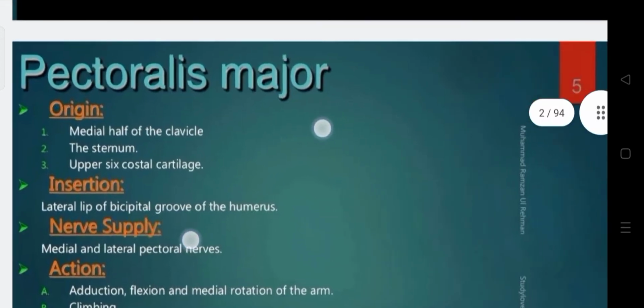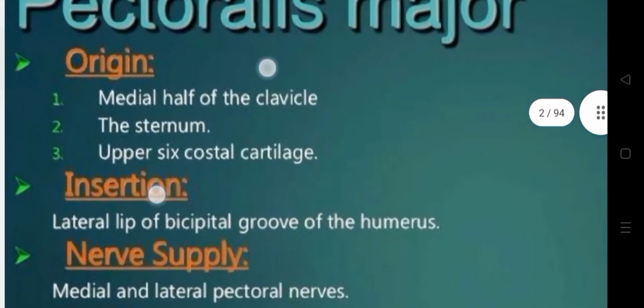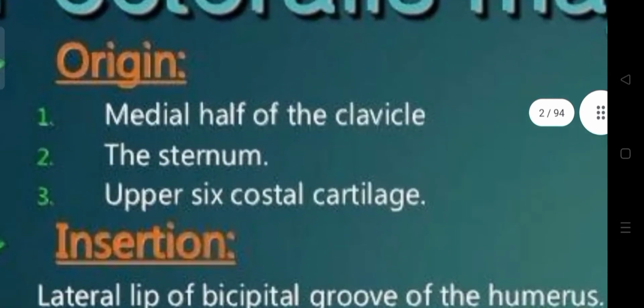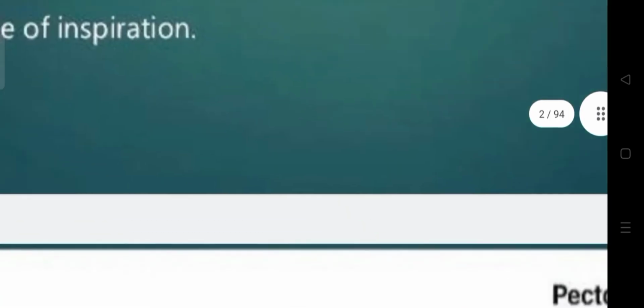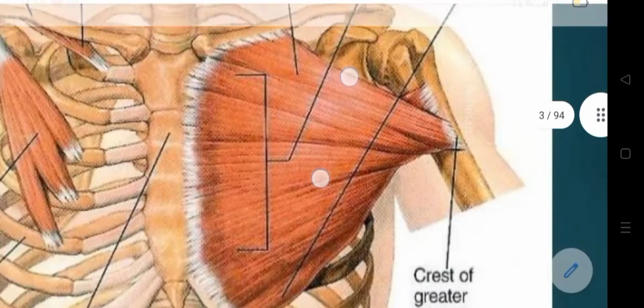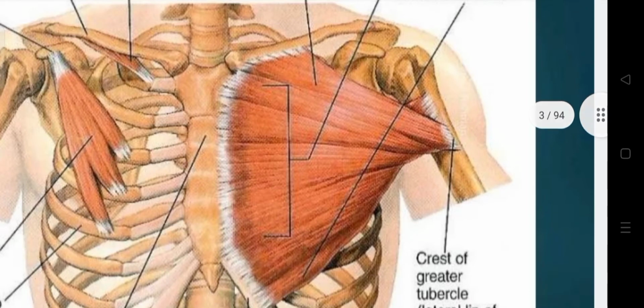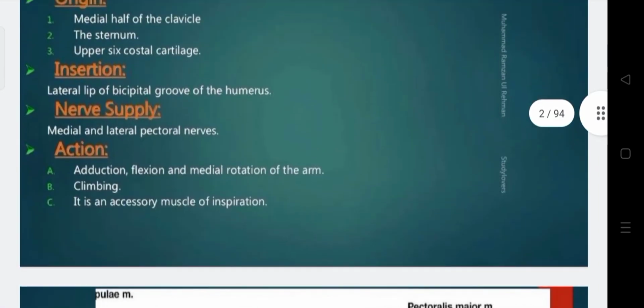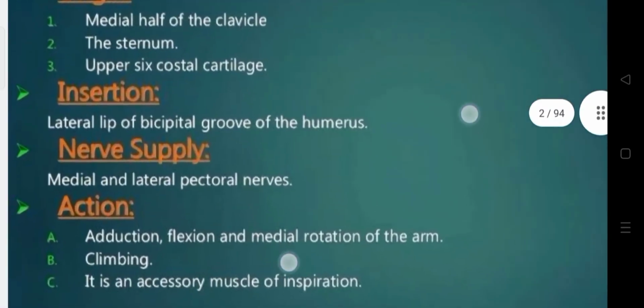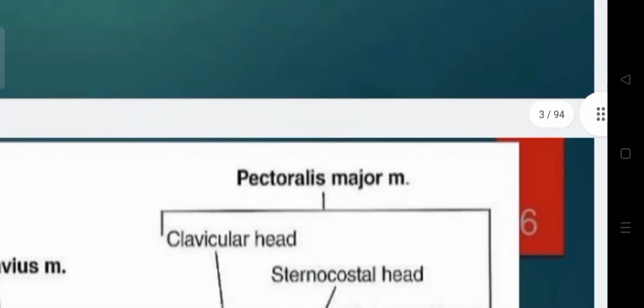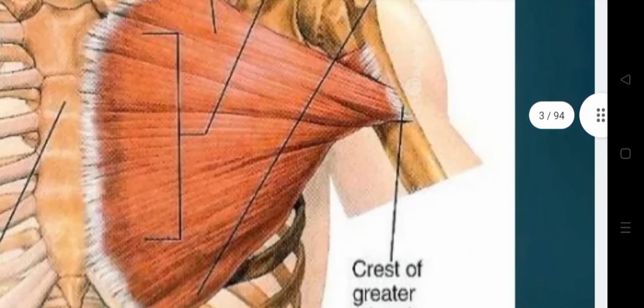So pectoralis major, it arises from the medial half of the clavicle, sternum, and upper six costal cartilages. In the diagram, you can easily say this is the large muscle. Its origin is clearly evident in this picture. Costal cartilages you are not seeing just because it's hidden beneath the muscle, and it's inserted into the lateral lip of the bicipital groove of the humerus. And in the picture, you can easily see this is the bicipital groove of the humerus bone where it is inserted.